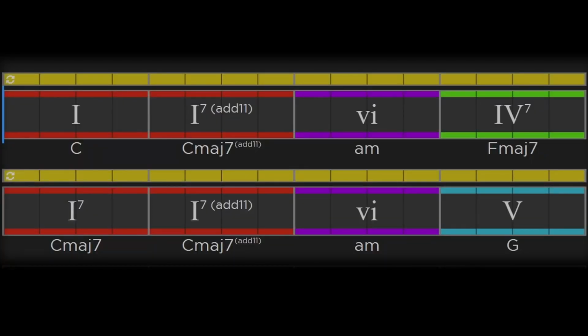Moving from the extra dissonant 1 major 7th add 11 to the standard 6 triad can provide a pleasing sense of resolution. I'll combine both of these ideas in the following progression.